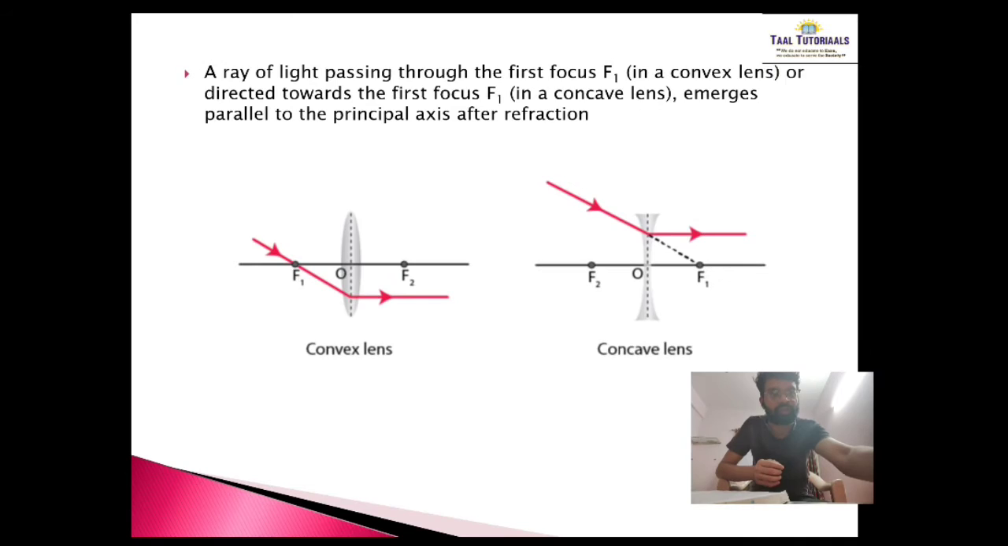Now, this is the third way to draw a diagram. A ray of light passing through the first focus f1 in a convex lens, or directed toward the first focus f1 in a concave lens, emerges parallel to the principal axis after refraction, as shown in figures A and B, that is, convex and concave lens. Here, from a point of an object, although an infinite number of rays travel in all possible directions, we choose only two convenient rays out of the above-mentioned three rays from that point of the object.